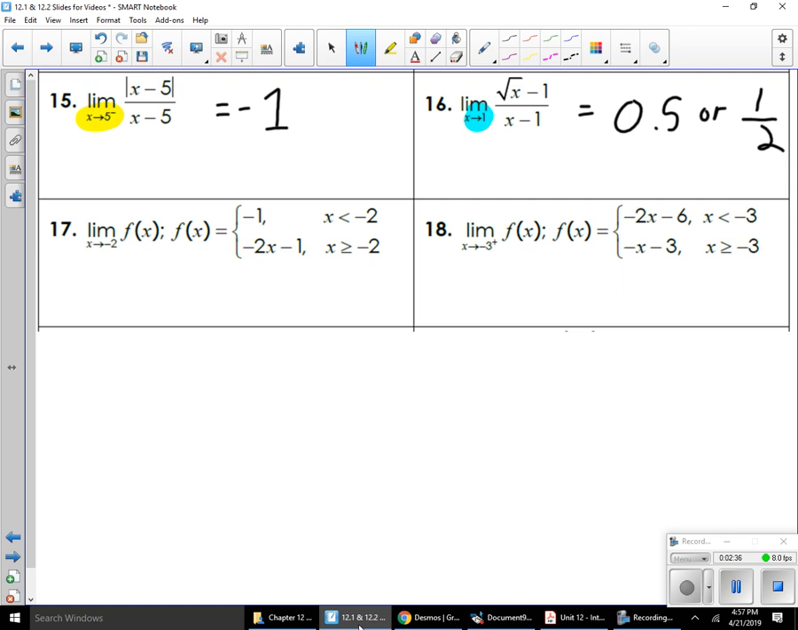Let's jump down to 17. So for 17, I'm once again looking at a two-sided limit because there's no plus or minus in that upper right-hand corner there for the -2. So I want this thing to have both a left and a right side that meet at the same value. Let's see if they do.